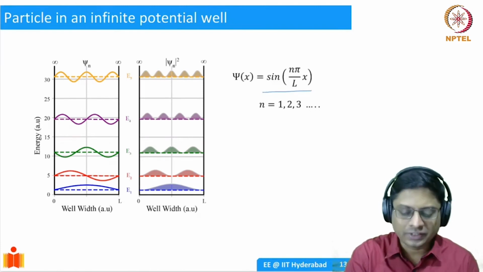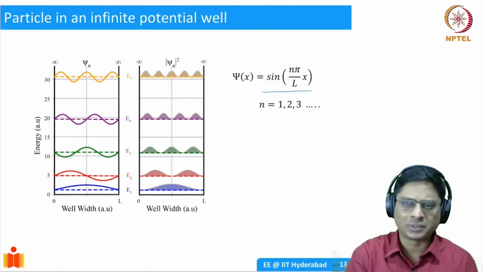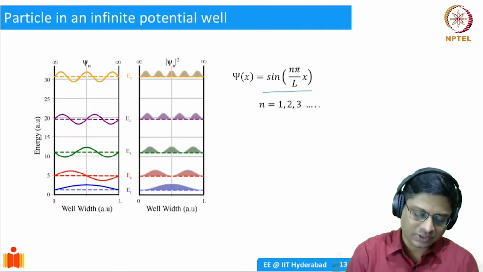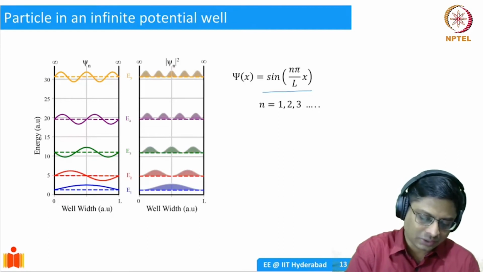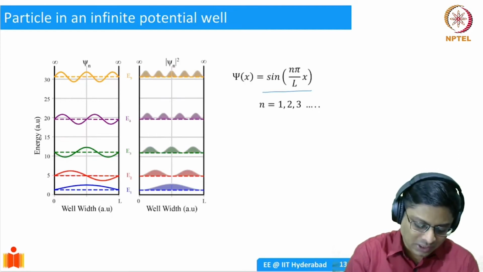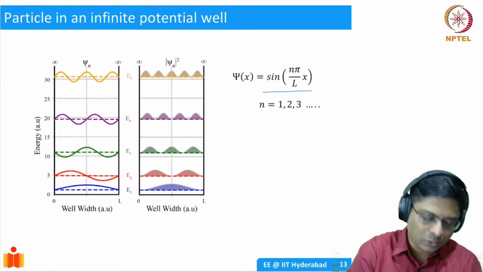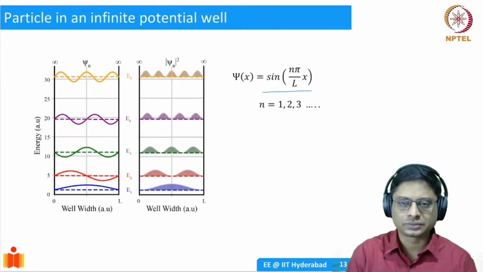So what does it mean? We can try to substitute it. We can plot it in Python or MATLAB. Just try to do that. You'll see that the behavior of the wave function psi is like this. At n equal to 1, you have a half wavelength. At n equal to 2, you have a full wave. And as n keeps increasing, you have more and more oscillations in your wave function.